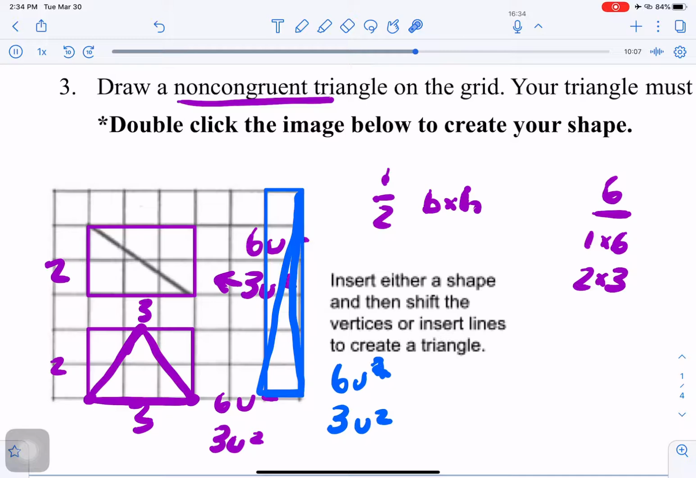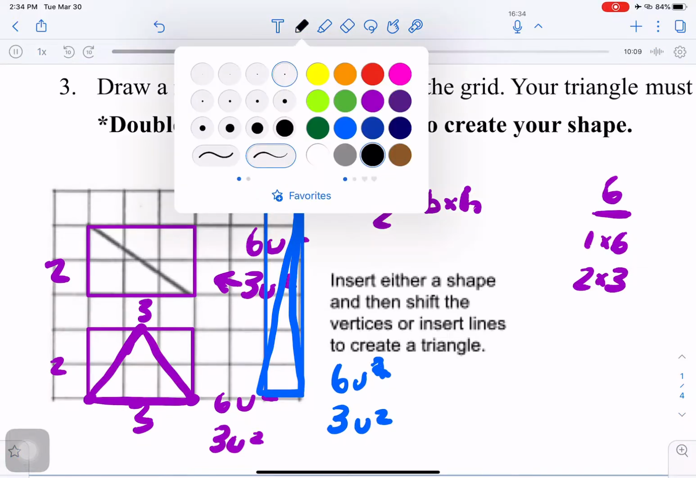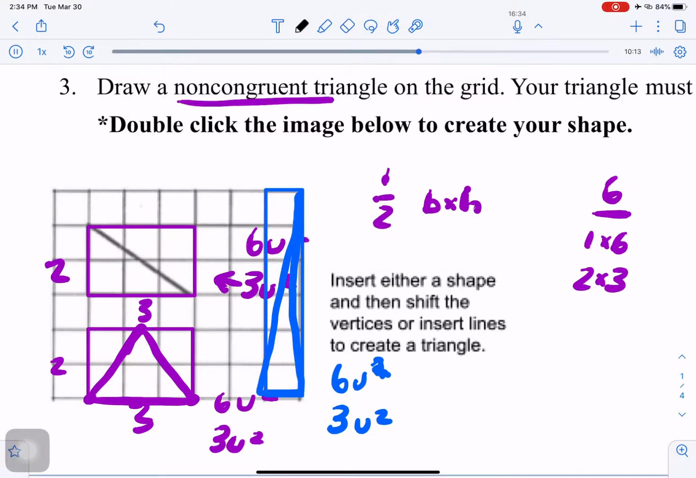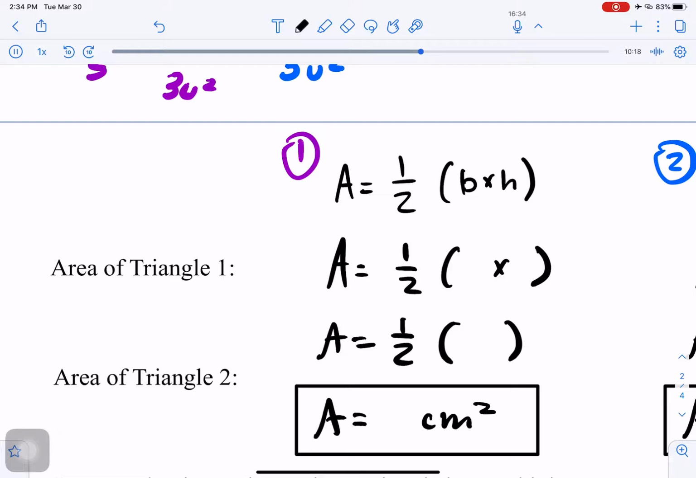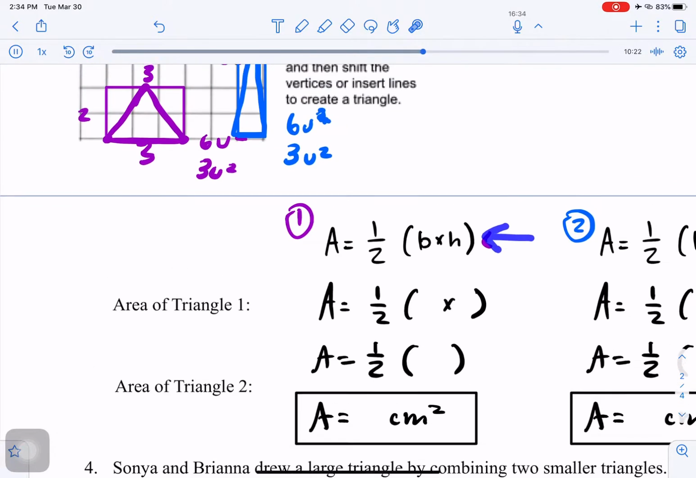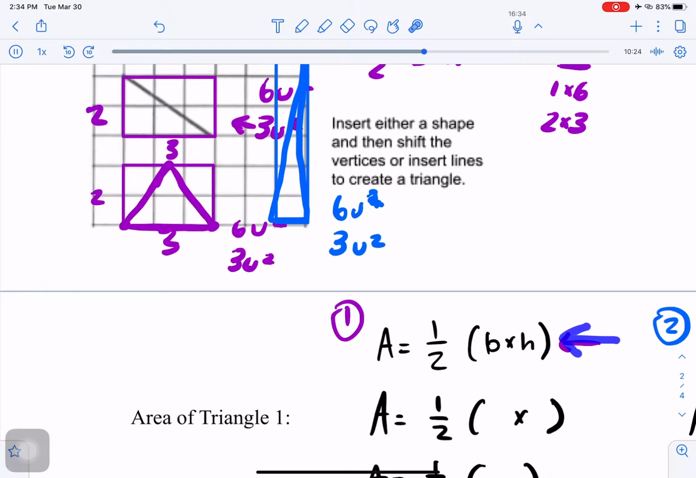So in problem 3, it also wants us to include the area of triangle 1. So I'm going to start again with my formula, which is half base times height. I'm going to go ahead and I'm going to plug in my numbers, and I'm going to look back to my triangle and see that my base was 3 and my height was 2.